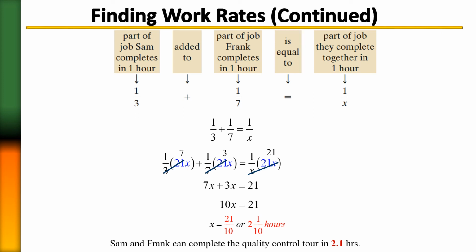We're talking about time here in terms of how long it takes. If you do 21 divided by 10, what you're going to get is roughly 2 1/10 of an hour, or you can say 2.1 hours. So Frank and Sam can complete the quality control tour in 2.1 hours. And there you have it, solving a rational equation.